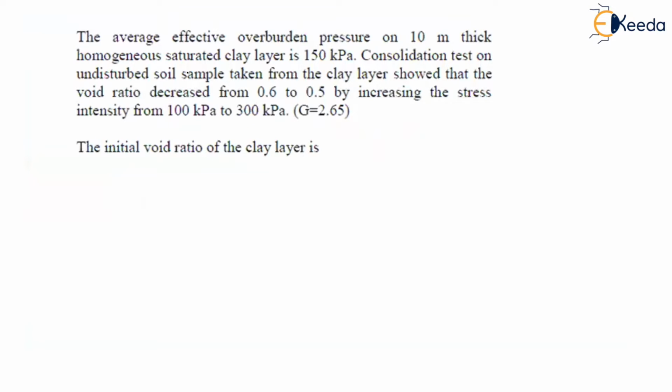What is the given data? The average effective overburden pressure on a 10-meter thick homogeneous saturated clay layer is 150 kilopascal. That means there is some clay layer, and they are saying it is subjected to a pressure of 150 kilopascal. Fine. And it is of 10-meter thickness.